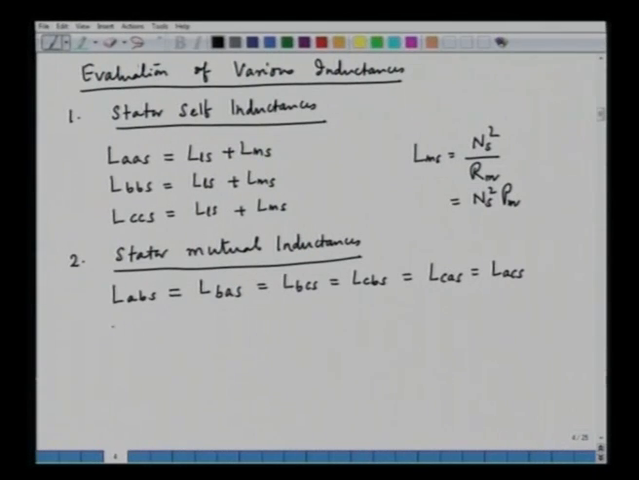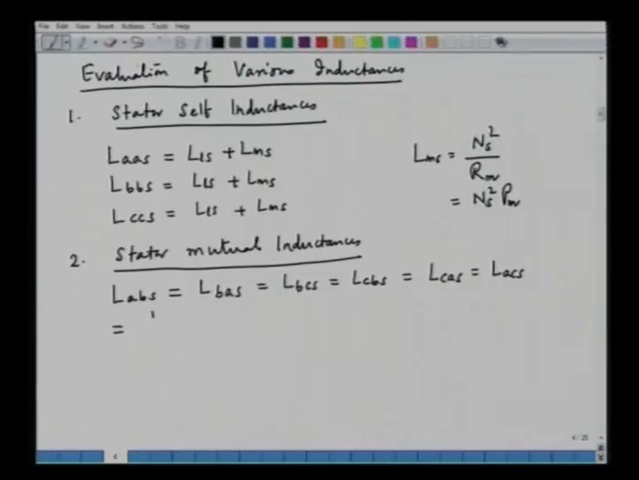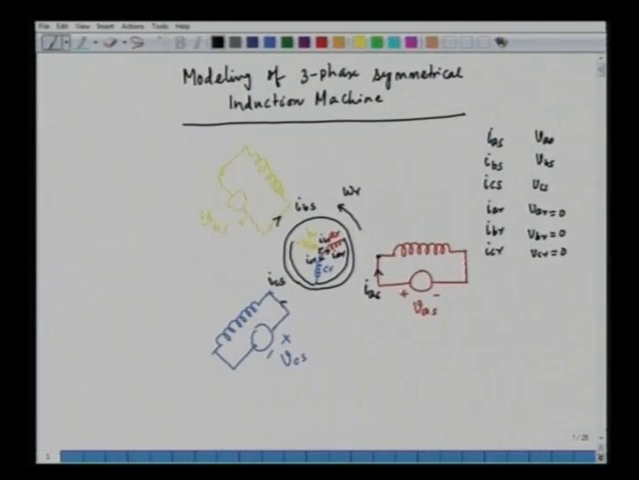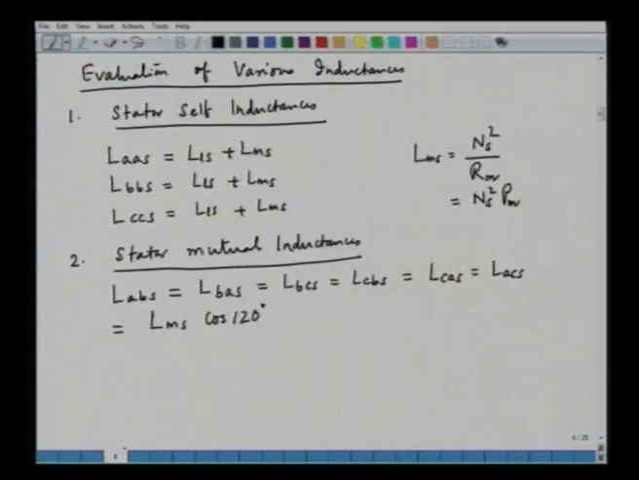Since the flux is distributed sinusoidally, the component of the flux produced by phase A linking phase B will be by a factor of cos 120. So, we can say that this is LMS into cos of 120, because the angle between phase A and phase B is 120, and hence it is LMS cos of 120, and that is equal to minus half LMS.